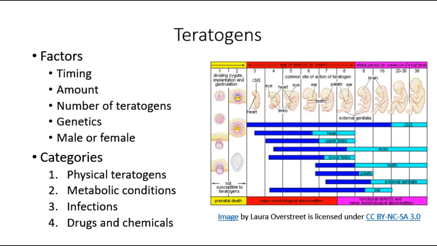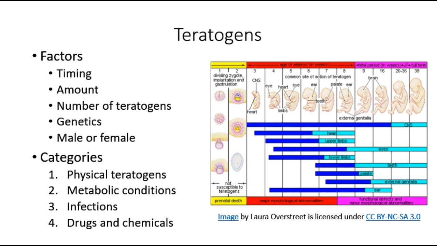Infections like rubella, herpes simplex, and syphilis can cause issues. Things that might not be dangerous for an adult that's not pregnant can be catastrophic to an embryo. It may cause the embryo to die and be miscarried, or it can cause severe birth defects. And then there are drugs and chemicals. Those are the ones we often think of as teratogens.